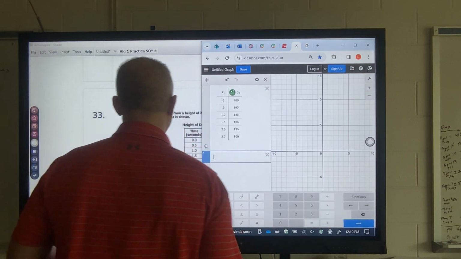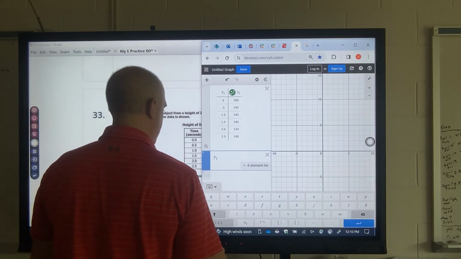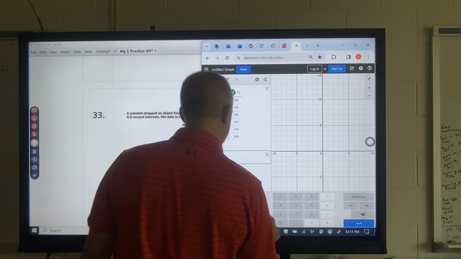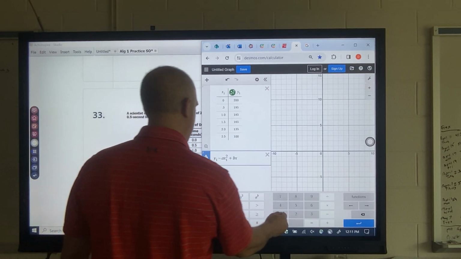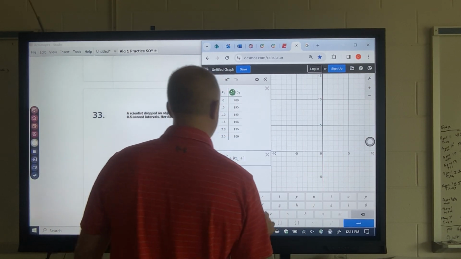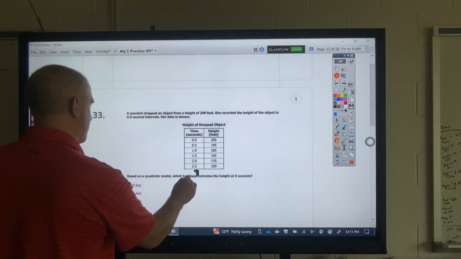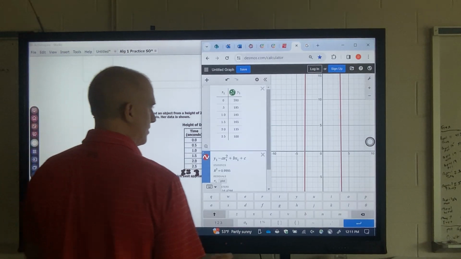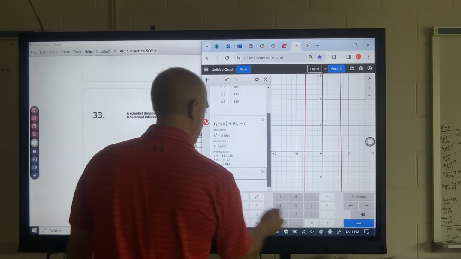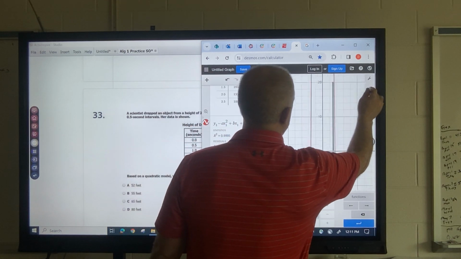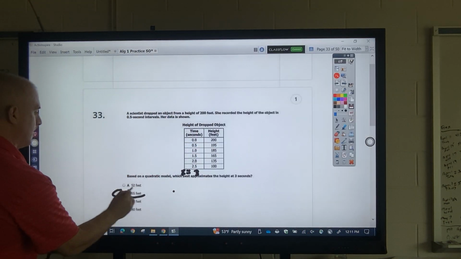Okay. Now, since it's a quadratic, it says quadratic there, I do y1 tilde ax1 squared plus bx1 plus c. Okay? And then it says, when will it be at 3 seconds? Well, 3 is here, so it's x equals 3. So what I want to do is in that third line, I put x equals 3. I'm going to find where it crosses. This one's a little bit better. Okay, it crosses right there at 55. So that's my answer.